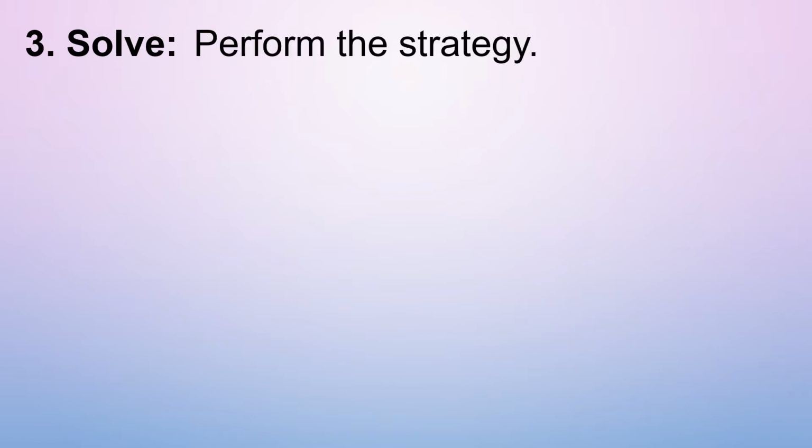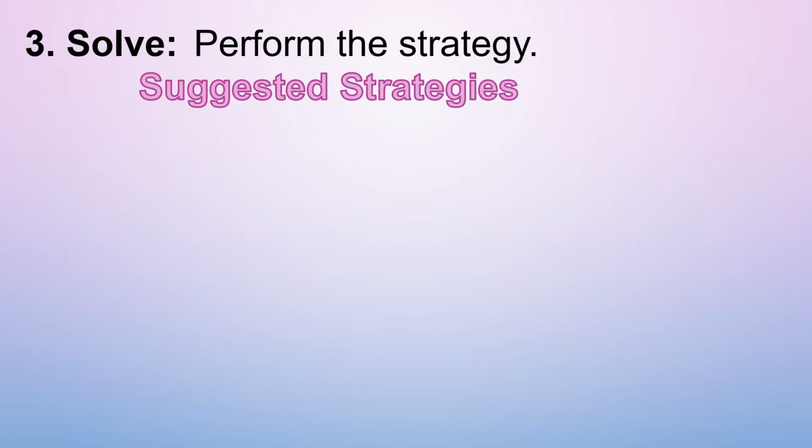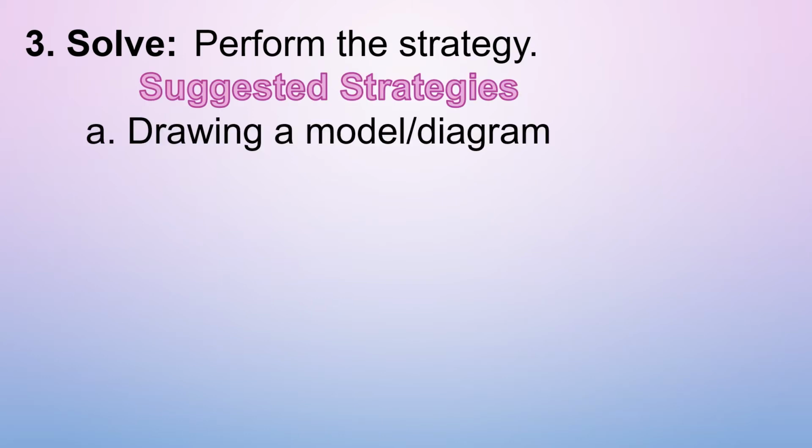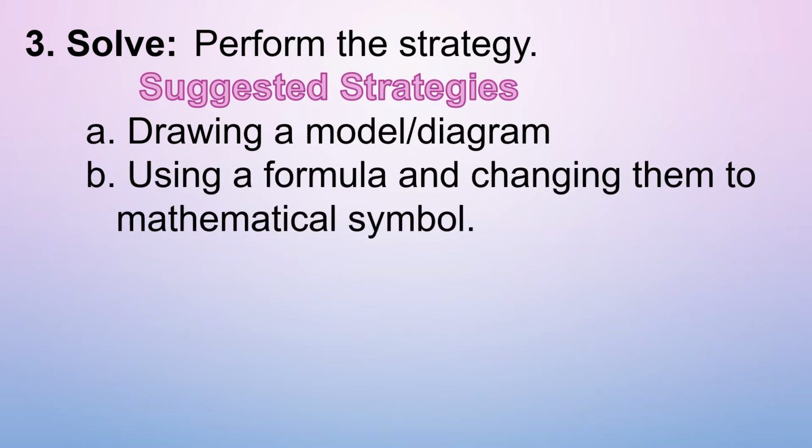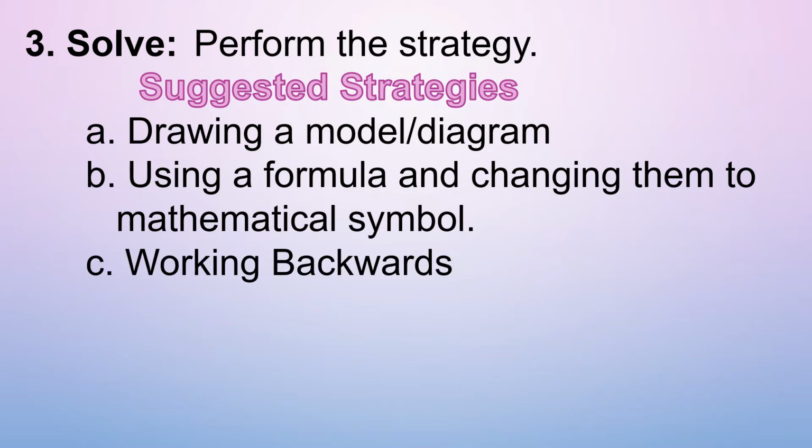The third step is to solve. This step allows you to perform what you have understood and planned. There are suggested strategies that you can use. We have A. Drawing a model or diagram. B. Using a formula and changing them to mathematical symbols. C. Working backwards. And D. Other strategies. You can also use strategies that you can think of.